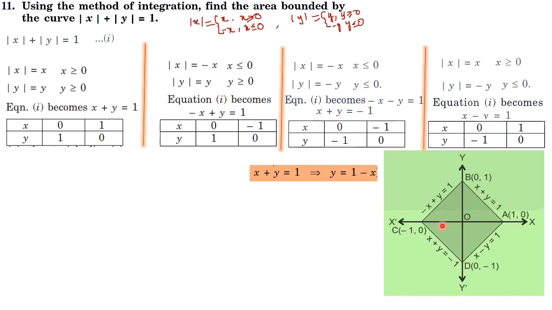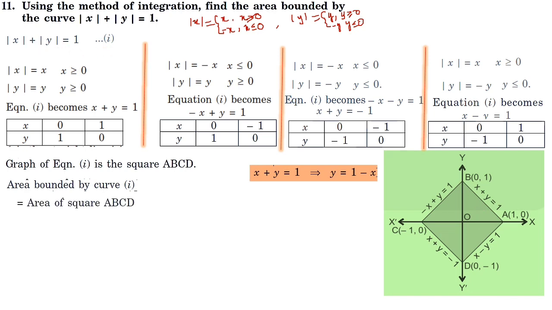Then this is the area which is bounded between these 4 lines. So the shaded area we have to calculate. The graph of equation 1 is the square ABCD. Next is the area bounded by the curve 1, which means the area of square ABCD. We have to calculate the area of square ABCD.